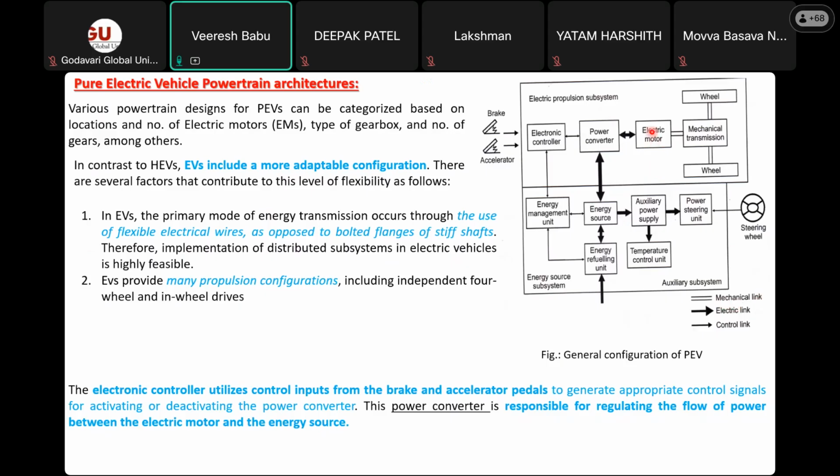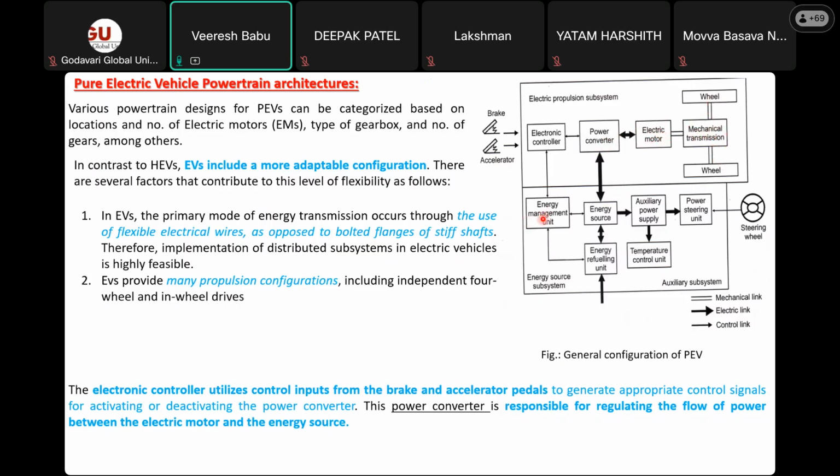The electric motor will propel the mechanical transmission, and this is going to propel the wheels. Now this electric motor receives power through electrical links. These are all electrical links, and this is the controlling part. When you apply the brake or the accelerator, the electronic controller activates the power converter, which rotates the electric motor and transmits the energy from here to here.